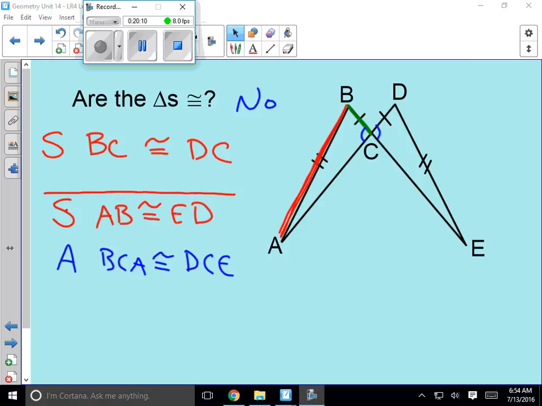Okay, thank you, and that is the end of our lesson. First two congruent statement types, side, side, side, and side, angle, side.